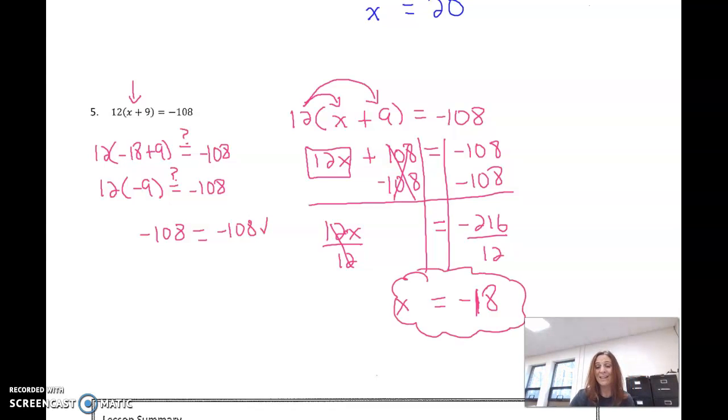Okay? Again, follow your steps for solving equations, okay? We're going to do the same thing. Even though the numbers might change, if they're positive, negative might change, we're going to do the same thing every single time we solve equations.